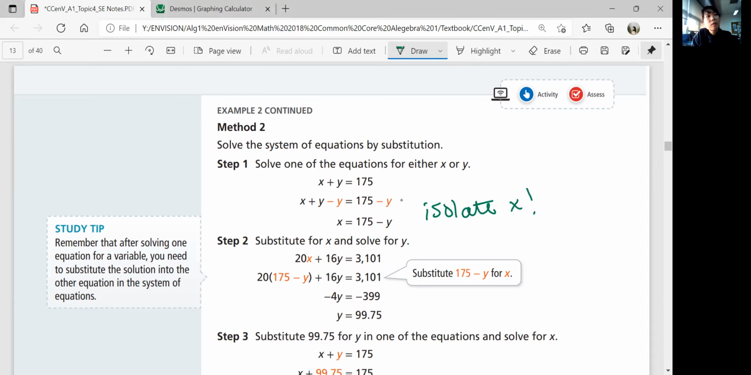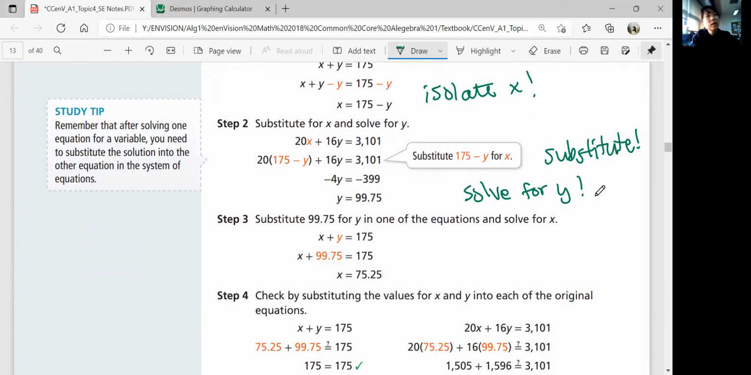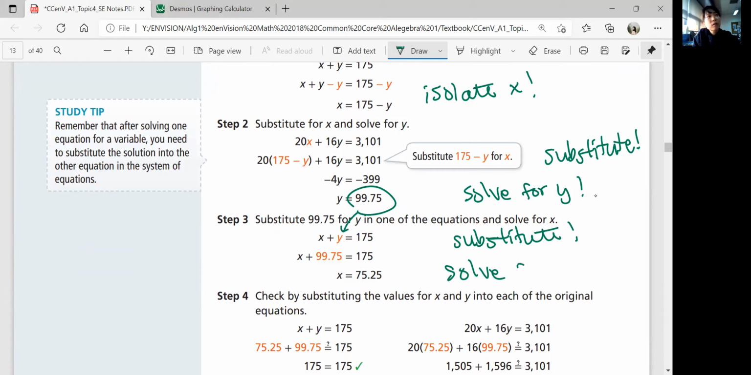And then we substitute x with 175 minus y into your second equation. Then you solve for y. And then with the value of y, you substitute again the value of y into your first equation. And now solve for x.